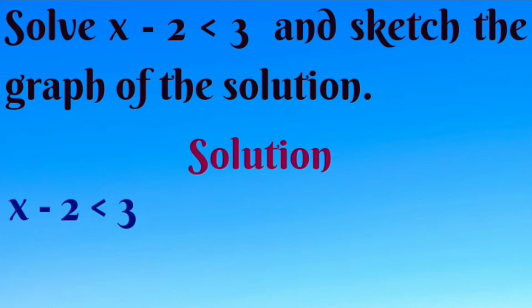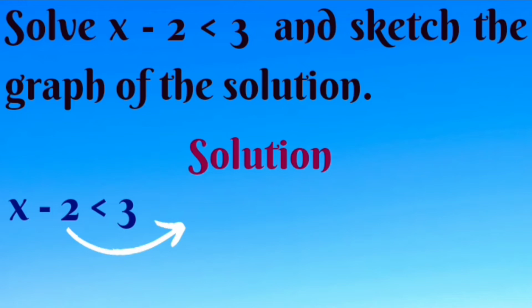It's simple. We're looking for x. We want x to stand alone on the left-hand side of the inequality sign. So all we have to do is move minus 2 to the right-hand side. The rule is the same. If minus 2 crosses an inequality sign or an equality sign, it turns to plus.